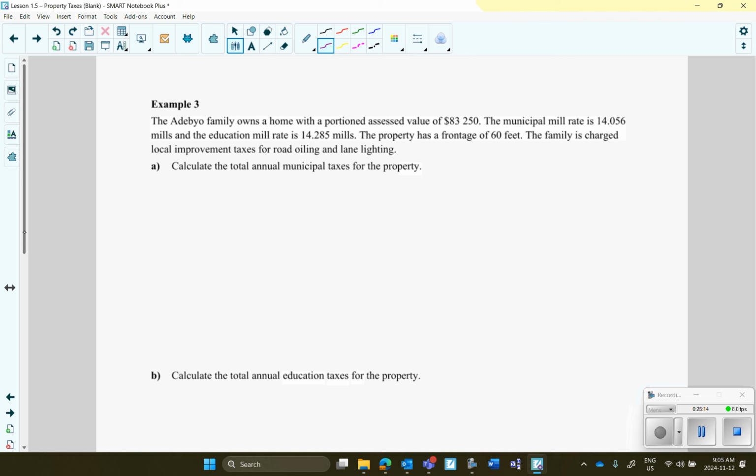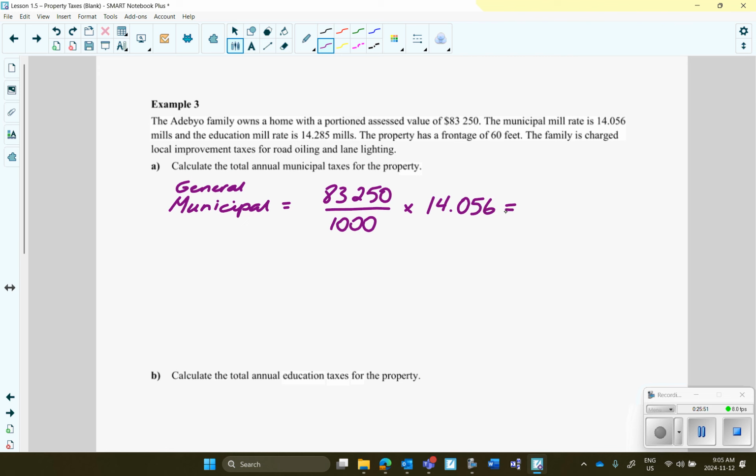So remember, general municipal, and again, we've got a formula. How would you calculate it? 83,250 divided by 1,000 times 14.056, which gives us $1,170.16.